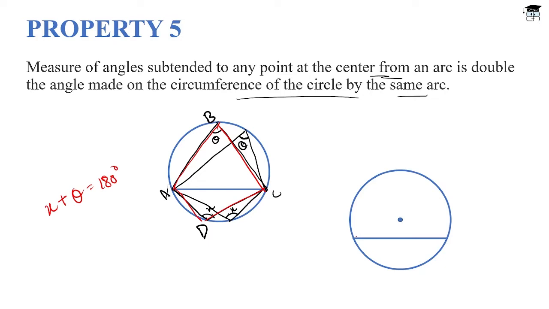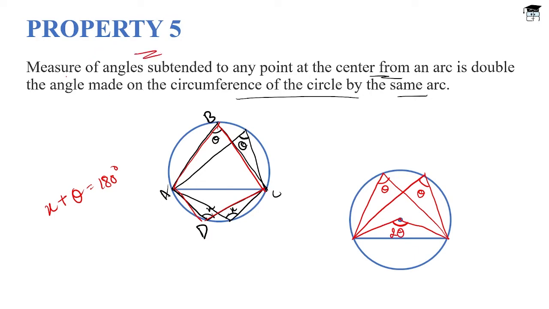This property says that if I make an angle at the center, this is the center of the circle, and the other angles at the circumference, one at the center and the others at the circumference of the circle. So if this is theta, this will also be theta. And what will be the value of this angle? This angle would be 2 theta. This is what property 5 says.